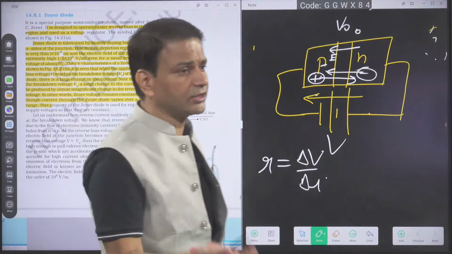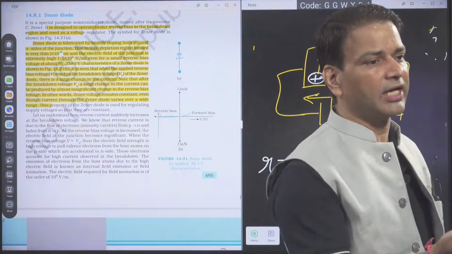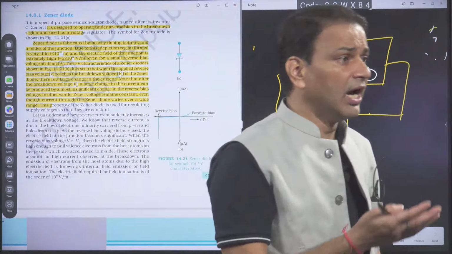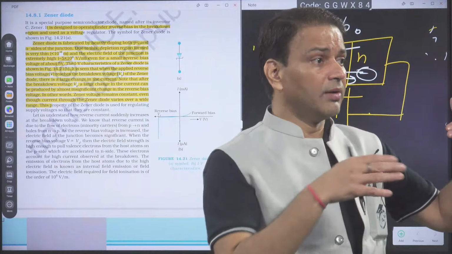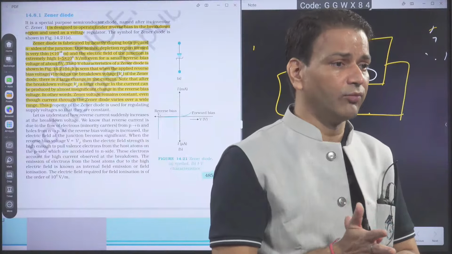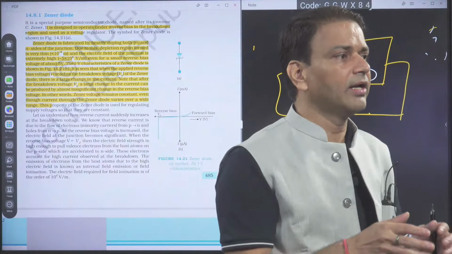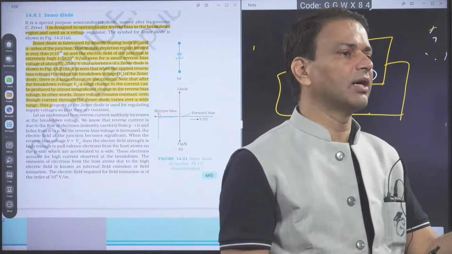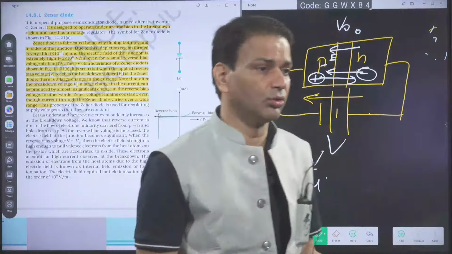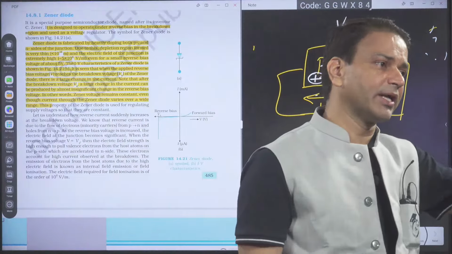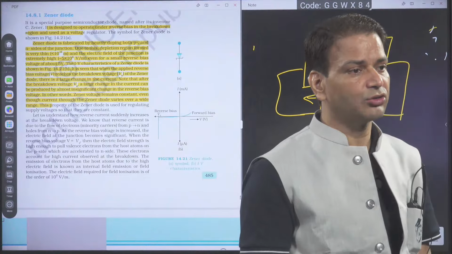If it is not reaching the breakdown, then the current through the diode will be approximately 0. Suppose the applied voltage is 10 volt and the breakdown voltage of the Zener is 12 volt. Then what is the current through the Zener? We can say almost 0. Why? Before the breakdown, current through the diode is 0. At breakdown, it can have a large range of current.